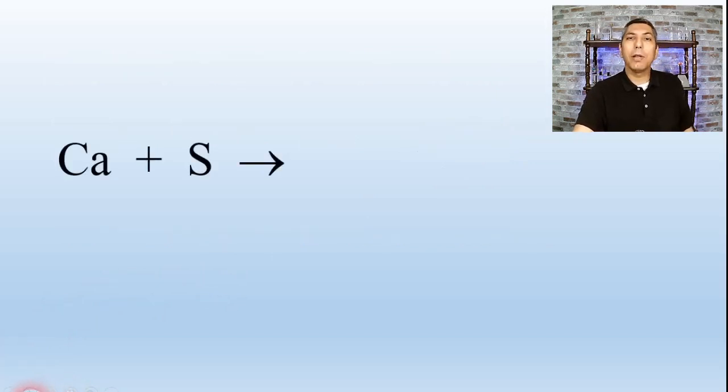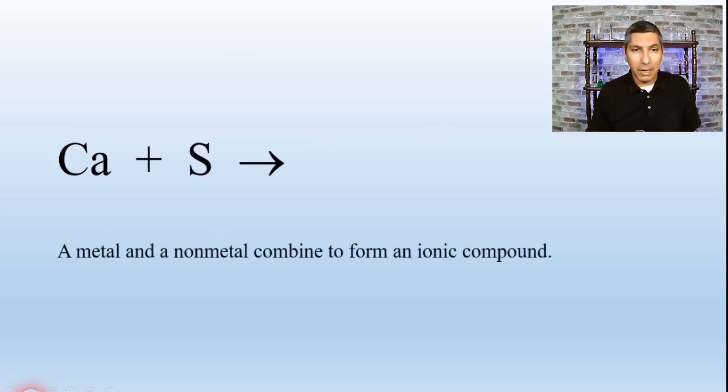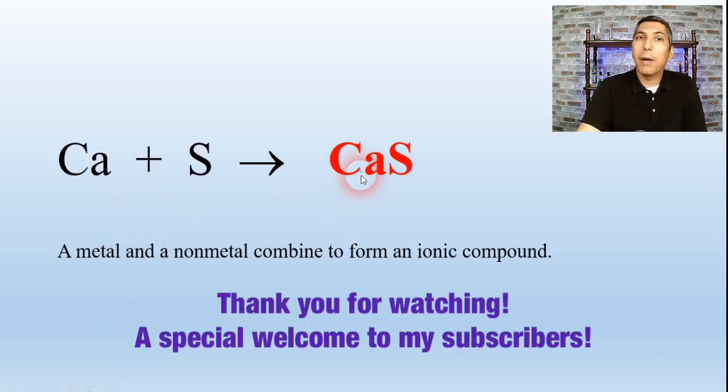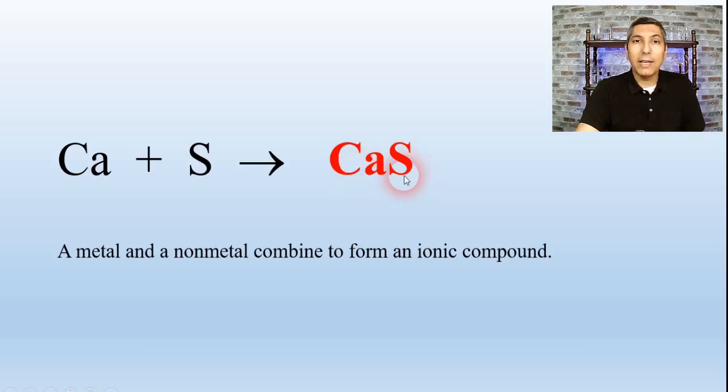We have Ca plus S, calcium plus sulfur. Now, this is very similar to the last one. A metal and a nonmetal combine to form an ionic compound. So once again, the calcium and the sulfur are just going to get together to make calcium sulfide, CaS. And those charges do cancel out on those respective ions. We know that calcium is positive 2 according to the periodic table because it's in group 2, and sulfide is negative 2 because it's in group 16. So plus 2 minus 2, those cancel out. So CaS is our answer.